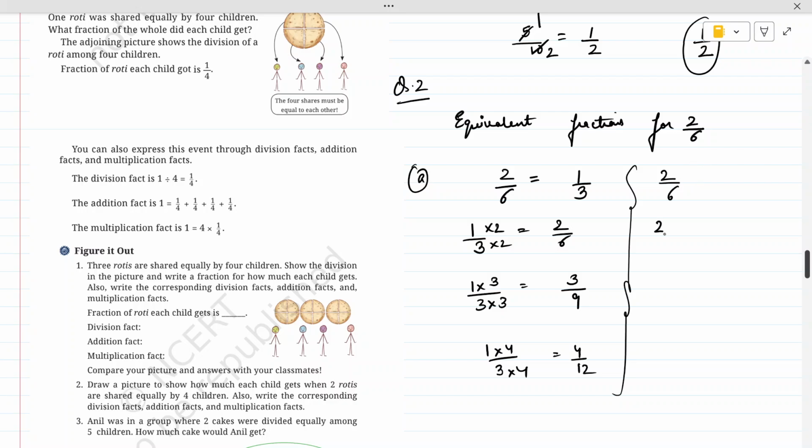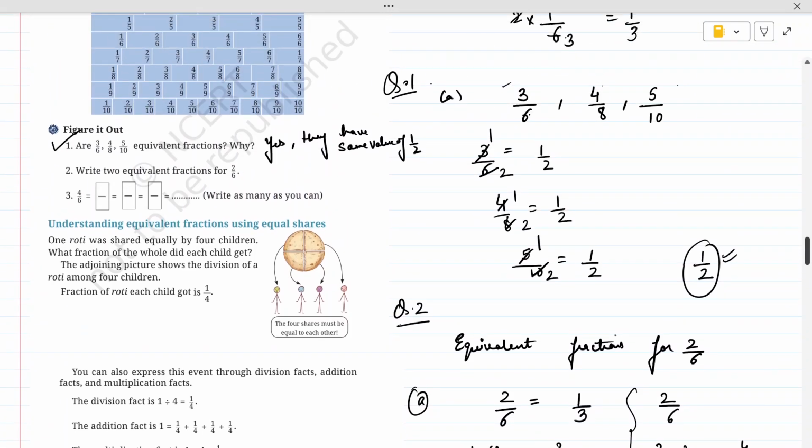We can multiply both the numerator and denominator with the same number. So we can write 2 by 6 into 2 into 2. That means 4 by 12, which we are anyways getting here. Then 2 by 6 into 3 into 3, 6 and 18. 2 by 6 into 4 into 4, 8 and 24. So all these fractions, they are equivalent fractions. If you simplify, you will get 1 by 3 in every case. Okay? So I hope that you have understood this.